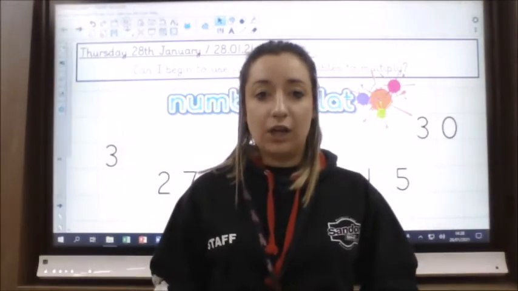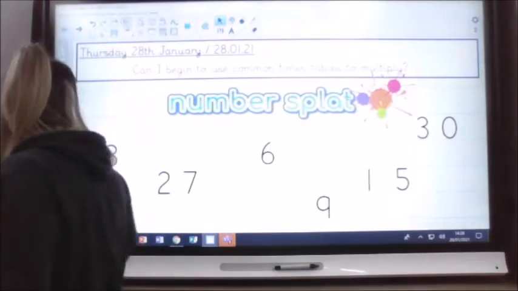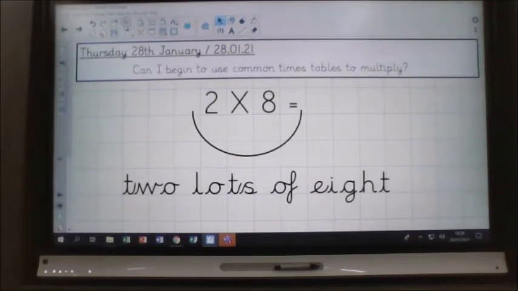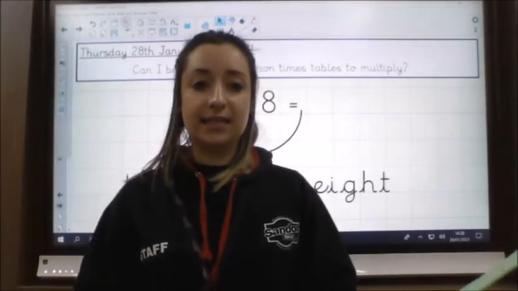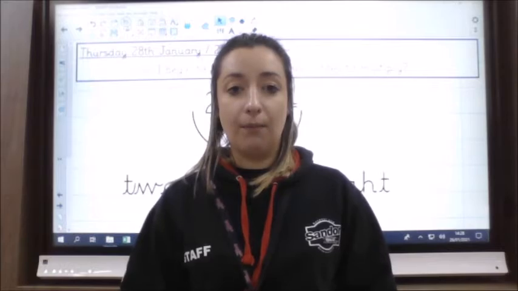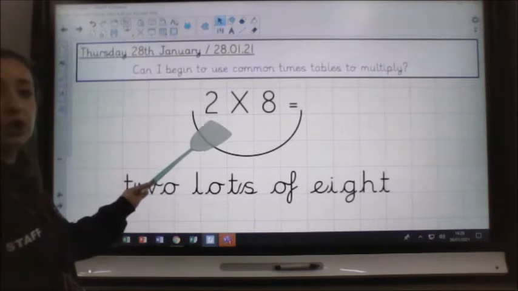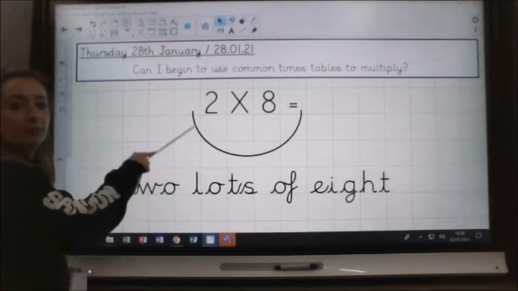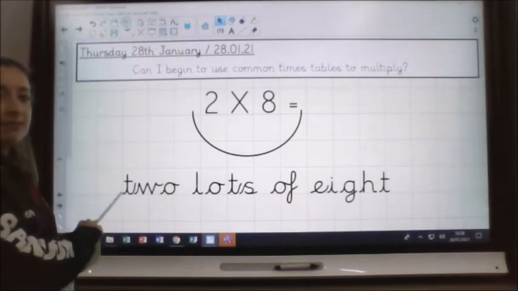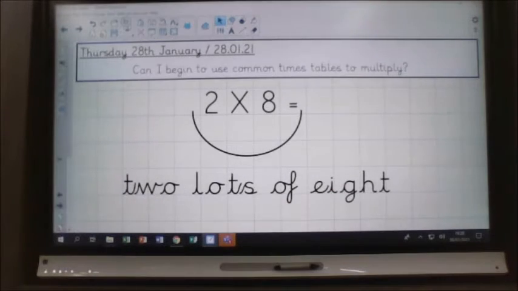So remember, we are going to be using our common times tables, the times tables we are pretty secure with, to have a go at multiplying today. You're going to have some questions in your booklet, and these are just getting you to answer the times table question that it's asking. For example, you may have 2 times 8. I've just put this into a little group here. And underneath, 2 times 8 means 2 lots of 8. So 2 times 8 is 2 lots of 8.